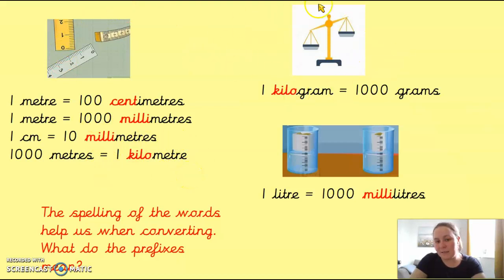Okay, for weight then, 1 kilogram is 1,000 grams. And for volume, 1 litre is 1,000 millilitres. Now you need to know and remember these conversions because it's going to help you to answer the questions later on. It's going to help you to be able to convert between them. We're going to look and say, for example, if I've got 5 kilograms of something, how many grams have I got? So you're going to need to remember that 1 kilogram is 1,000 grams.